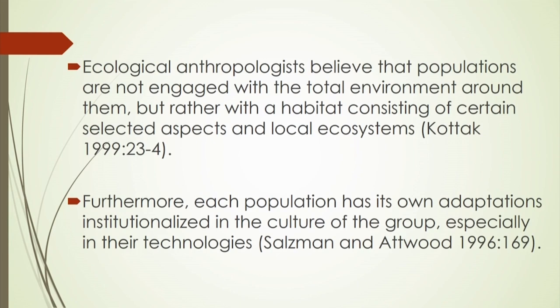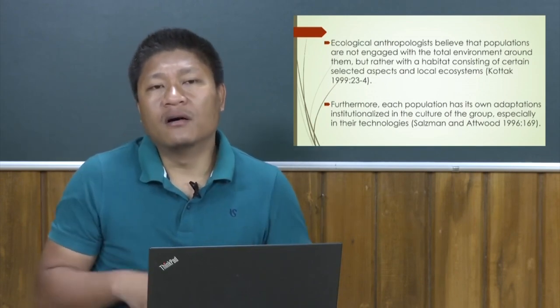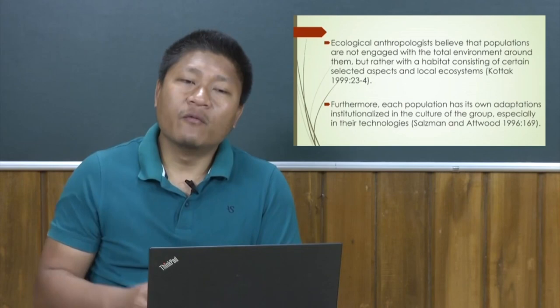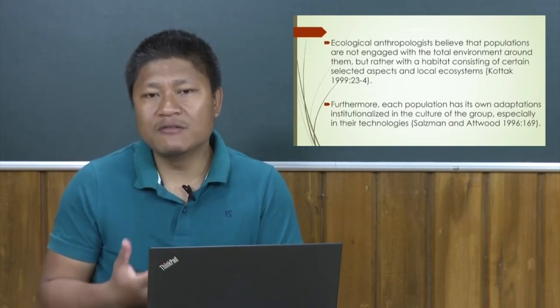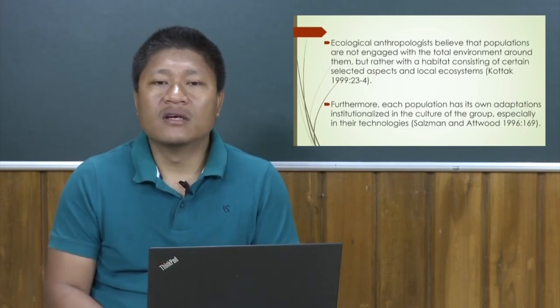Now, in a sense, by incorporating all these subfields, ecological anthropologists believe that populations are not engaged with the total environment around them, but rather with a habitat consisting of certain selected aspects of the local ecosystem. Now, again, this local ecosystem is given importance here. Furthermore, a population has its own mechanism of adaptation, which over a period of time is institutionalized in the culture of that particular group, especially through their use of technologies.